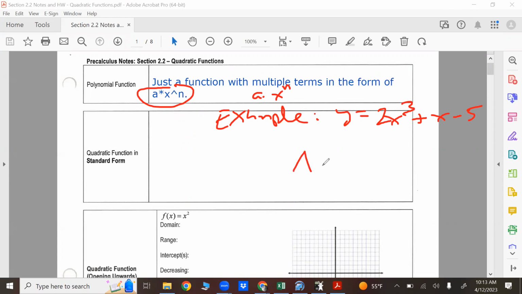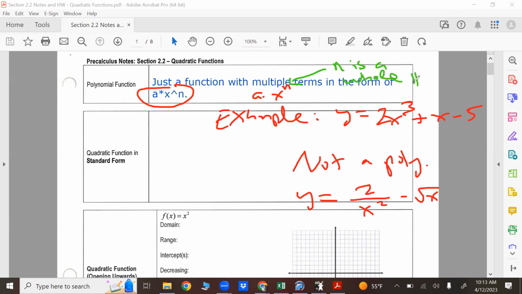Something that would not be a polynomial is, like, y equals 2 over x squared minus root x. And actually, let me rephrase. Let me add a little wrinkle to this: n is a whole number. That was a very important detail I left out. n's a whole number. So we have 2 over x squared.